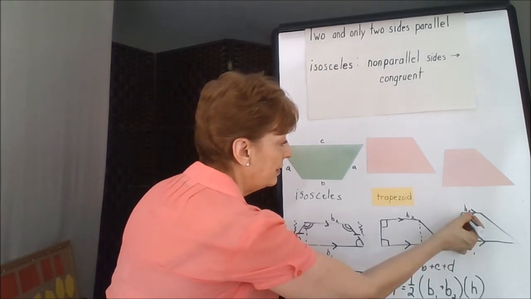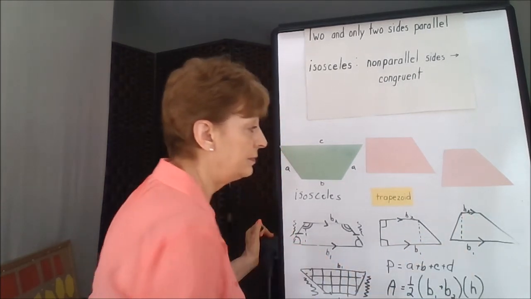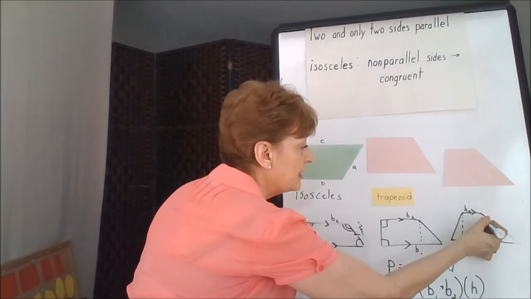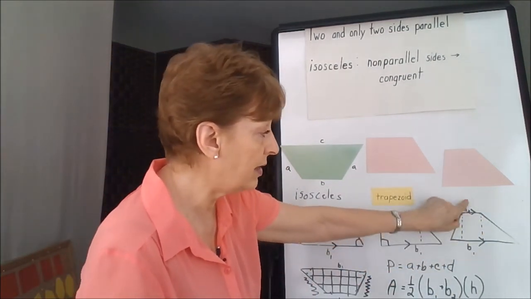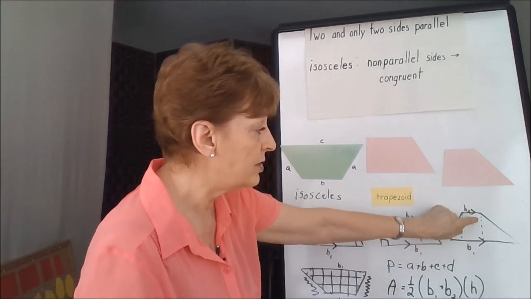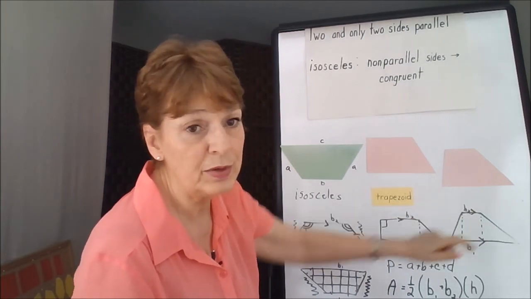That would be the height. Here you'd have the height. Obviously, if you chose this as the height, it would be the same number because it's the same. These are parallel. The bases are parallel, so the height would be the same anywhere you would draw your line.